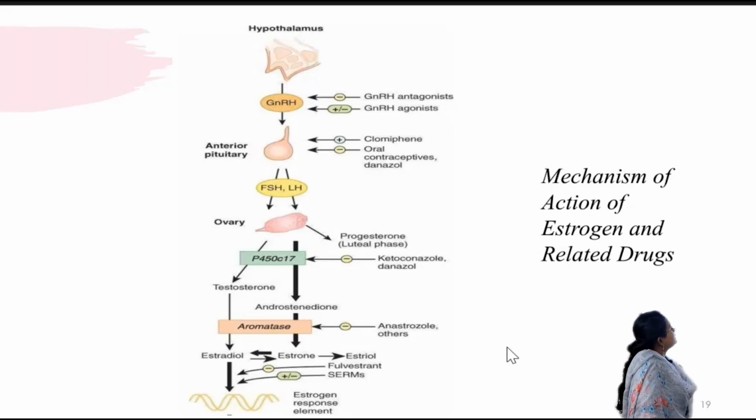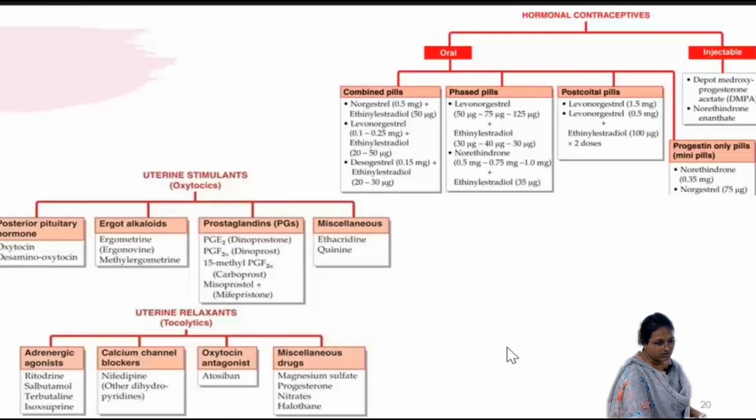These are the classification of hormonal contraceptives and uterine stimulants and uterine relaxants. These are uterine stimulants and are used in gestation during labor. Oxytocin is the generally used drug.